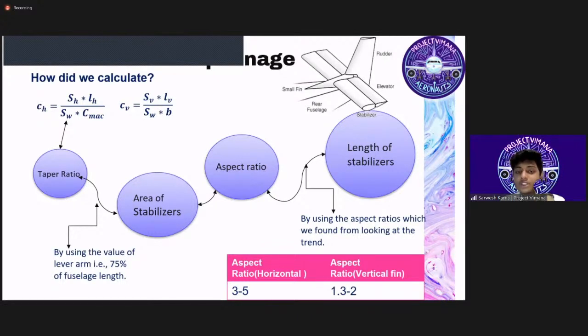The formula that you see here is for the tail volume ratio, and the first value that we had frozen from there was the lever arm for both vertical and horizontal stabilizer, which is 75% of fuselage length, that is 4.13 meter. And by computing the values, we found out our area of stabilizers. The next thing that we did was that we looked into student research papers and found out the trend of aspect ratio and taper ratio for a conventional tail, which helped us get our length of stabilizer. Next slide, please.